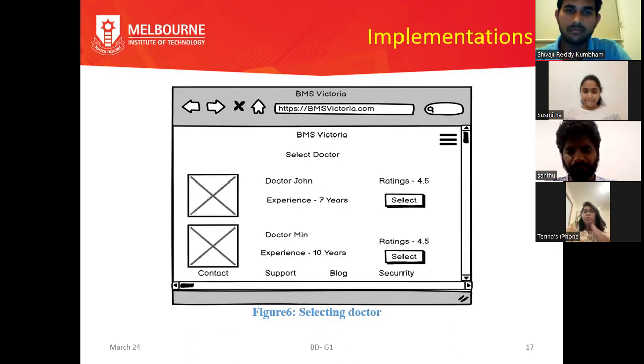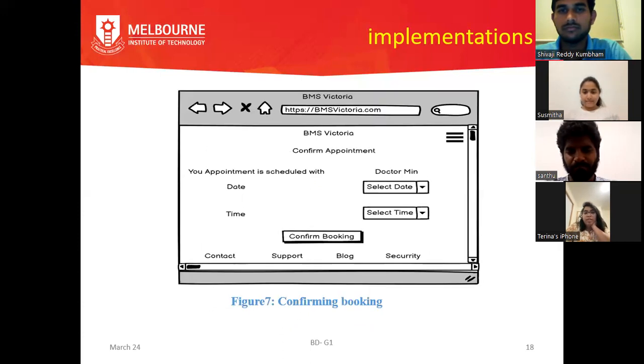And this is how we are going to select the doctor. Here we are going to display the full name of the doctor as well as the experience. And based on the reviews, we are going to provide the ratings of the doctor. It is the user's choice which doctor they need to select. They can select based on the ratings and the experience. Please go to the next slide.